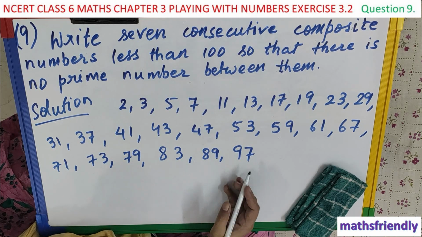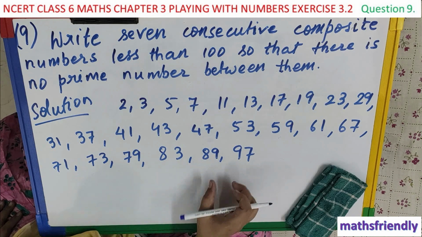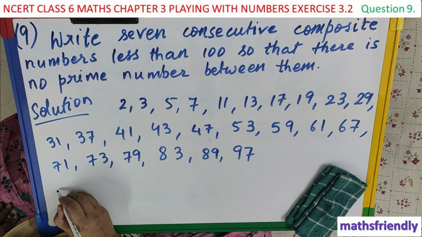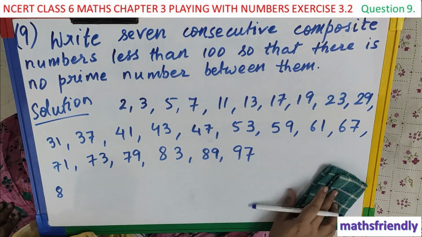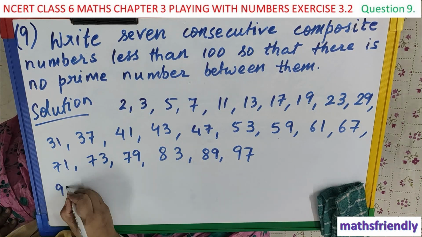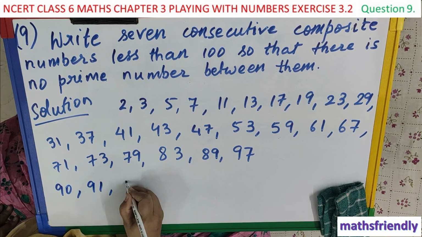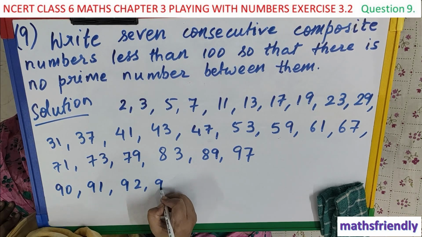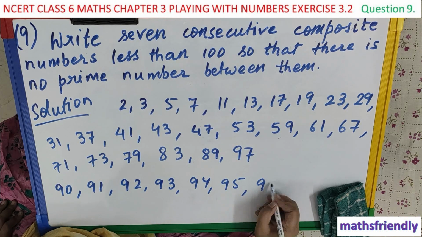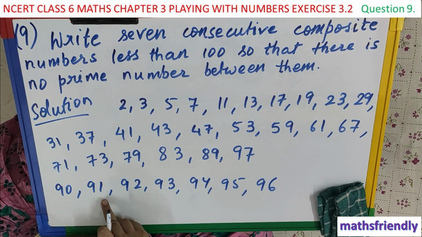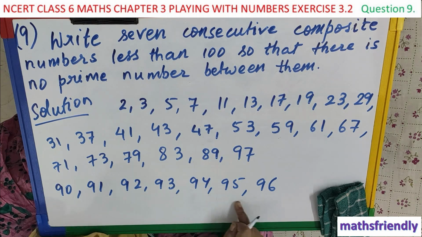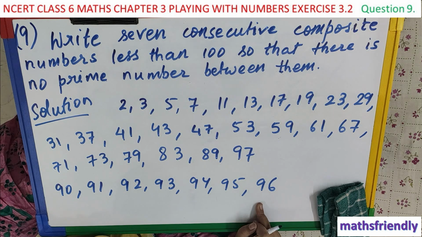Between these two numbers, let us see how many numbers are there. Okay, because between these two numbers all the numbers will be composite numbers. So, 89, this one is 89. So the numbers are 90, 91, 92, 93, 94, 95, 96. So how many are there? 1, 2, 3, 4, 5, 6, 7. So these are 7 consecutive composite numbers.